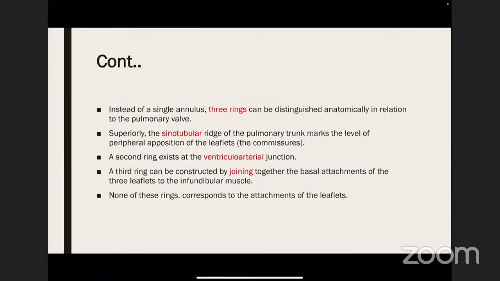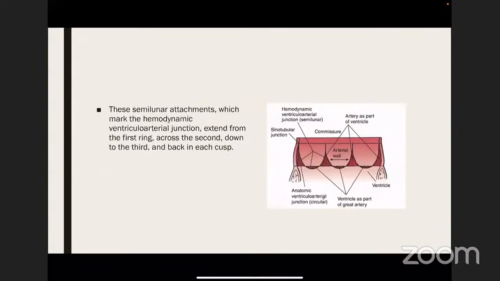Instead of a single annulus, three rings can be distinguished anatomically in relation to the pulmonary valve. Superiorly, the sinutubular ridge of the pulmonary trunk marks the level of peripheral apposition of the leaflets, the commissures. A second ring exists at the ventricular arterial junction. A third ring can be constructed by joining together the basal attachments of the three leaflets to the infundibular muscle. None of these rings correspond to the attachment of the leaflets. These semilunar attachments, which mark the hemodynamic ventricular arterial junction, extend from the first ring across the second down to the third and back in each aspect.